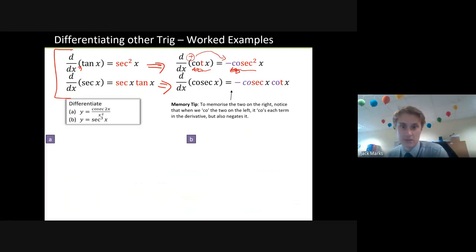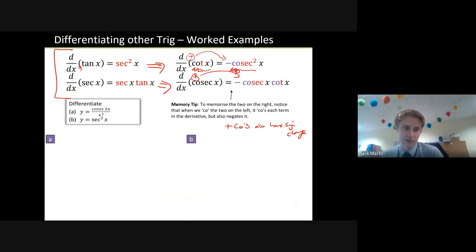The same applies on the one underneath. So sec becomes sec tan. If you add co's, we've got cosec, so you must add co to the result. So instead of sec x, it's cosec x. Instead of tan x, it's cotan or cot x. And again, look, there's been a sign change. Positive has become negative. So to memorize this, if you add co's, you do this on both sides. If you add co's, you also have sign changes, positive to negative or negative to positive.